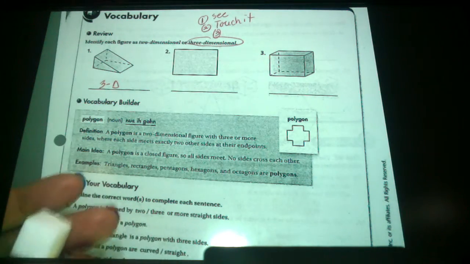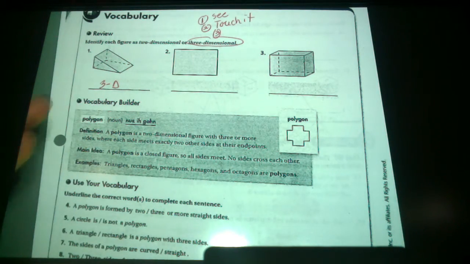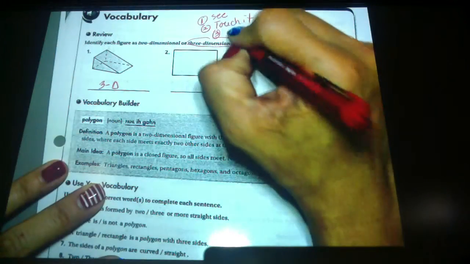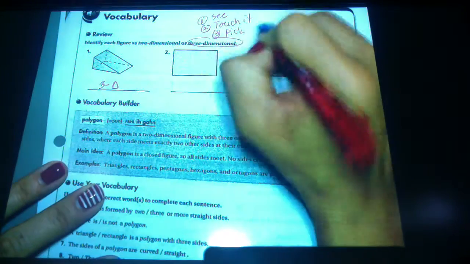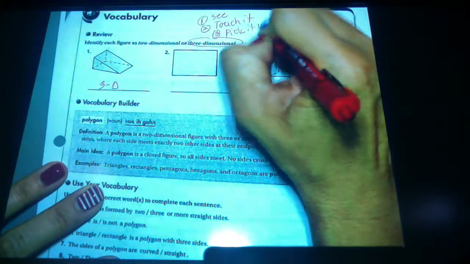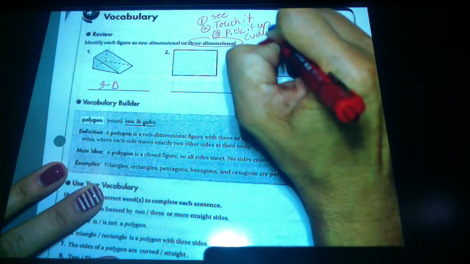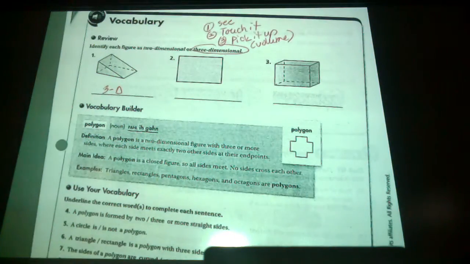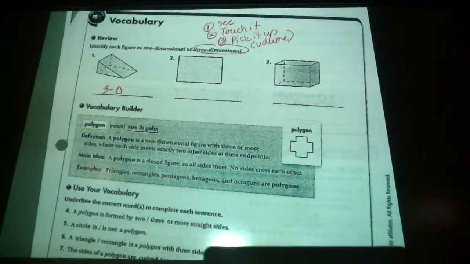Volume means that I can pick it up. It has a length, a width, and a height to it, for lack of a better word, since this is a cube. But I can pick it up. That gives it volume. And you might want to put volume in. So those are your 3 dimensions.